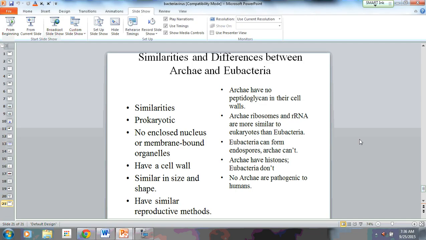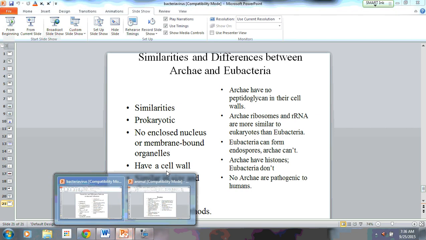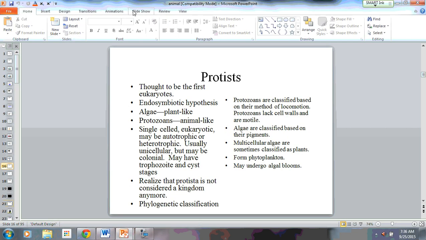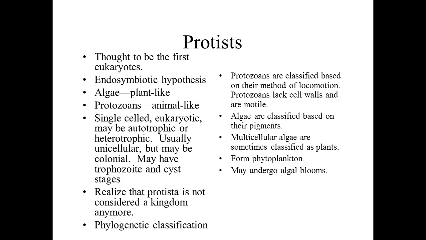All right. The other topic we want to hit today is protists. Now, protists are thought to be the first eukaryotes. And remember that they supposedly came from bacteria. And we think that protists developed by two mechanisms. One of them is endosymbiosis, which we talked about over and over and over.